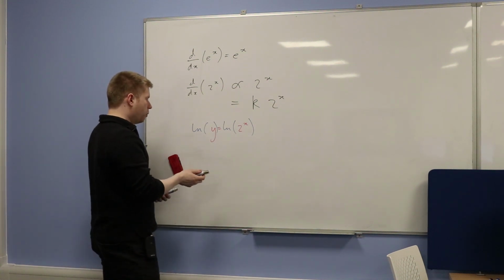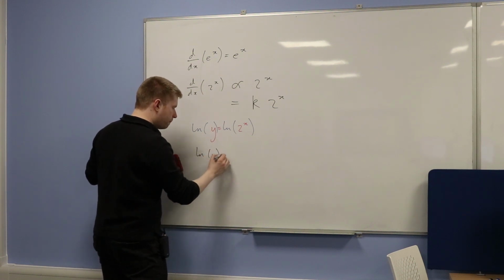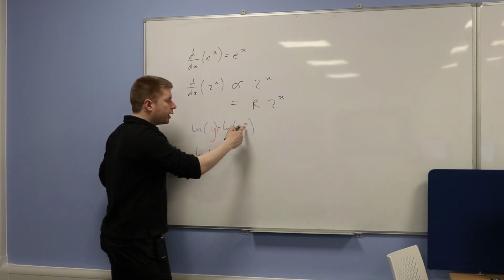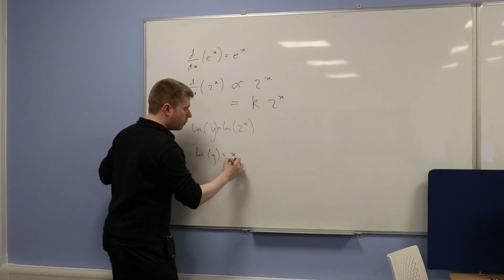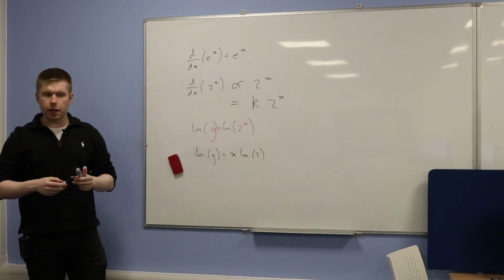Okay, if I rewrite this, I get natural log of y should be equal to, well look, you know your laws of logs, right? I can bring this power down and multiply it out the front. So x times the natural log of 2. Happy with that? Yeah, happy with that?